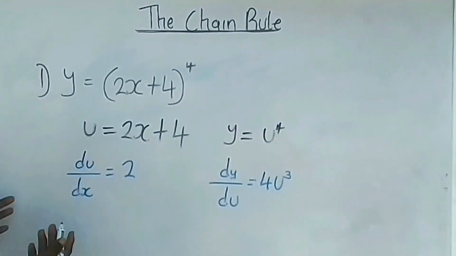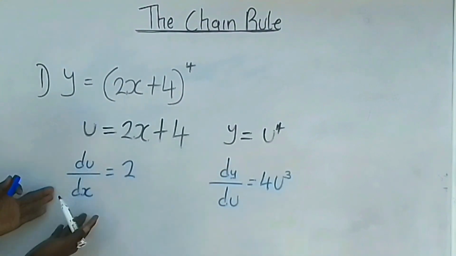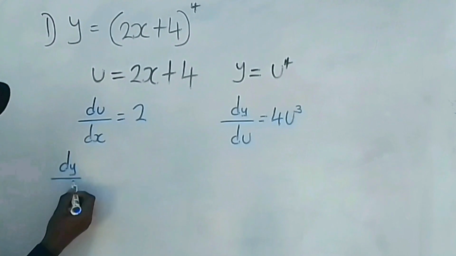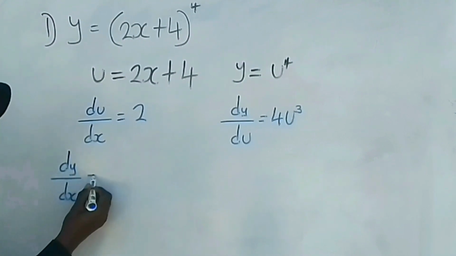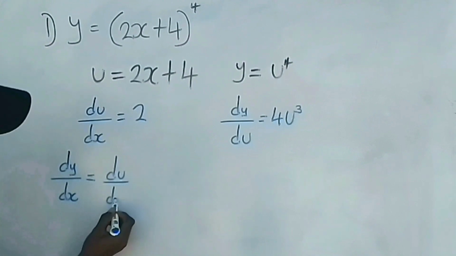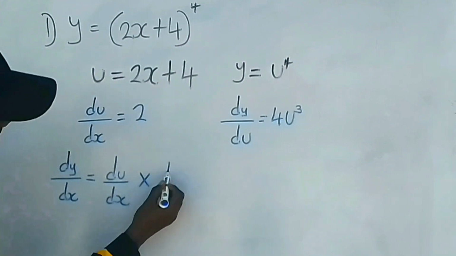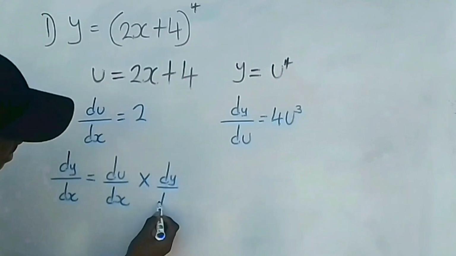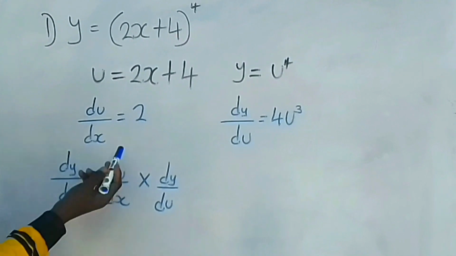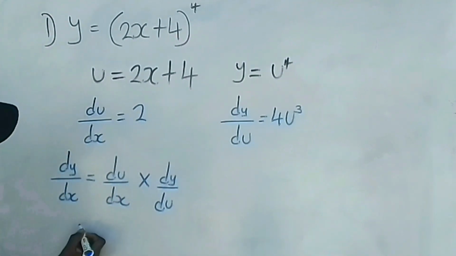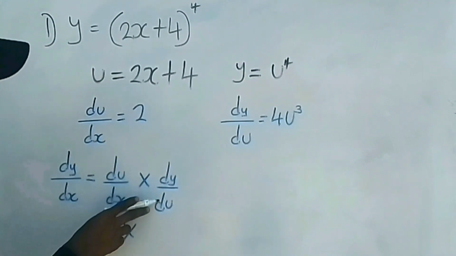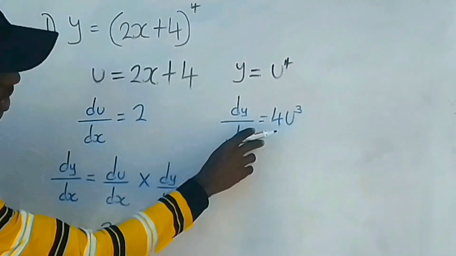So I have differentiated the outer function and the inner function. Don't forget that from the chain rule formula, dy/dx is equal to du/dx multiplied by dy/du. So don't forget that du/dx is equal to 2. In that case, I will substitute 2 multiplied by dy/du, which is this 4u raised to the power of 3.